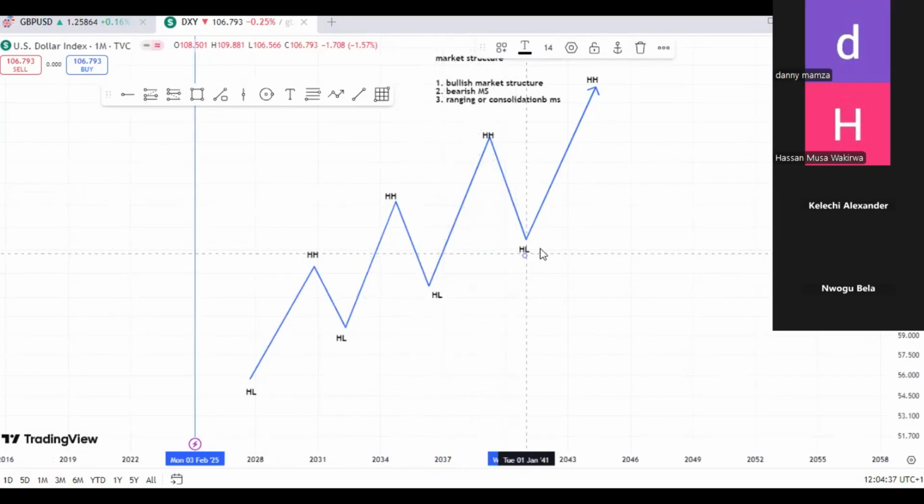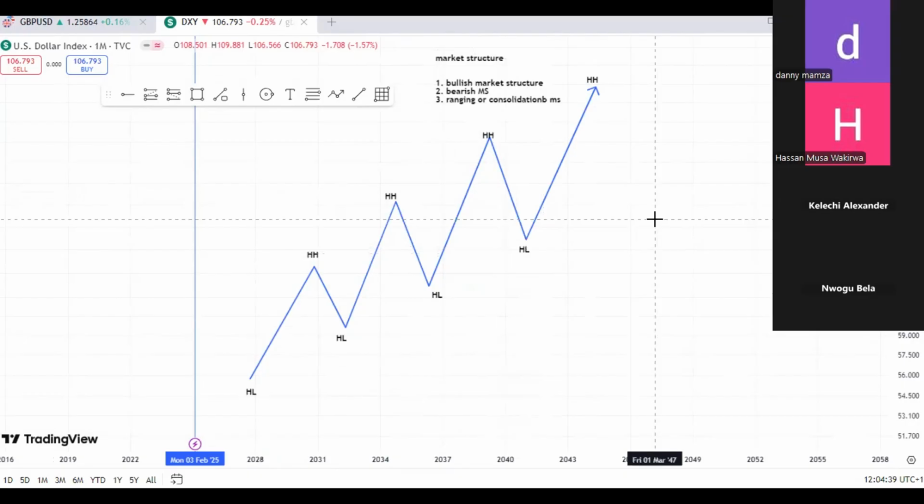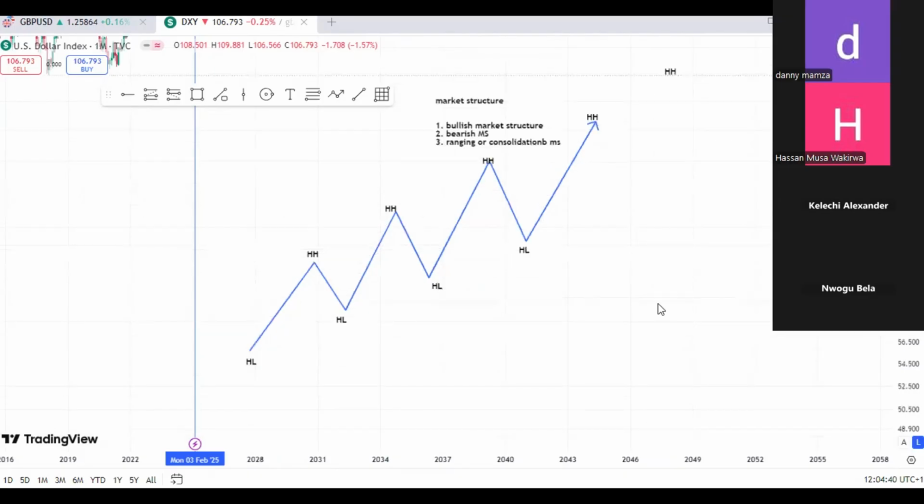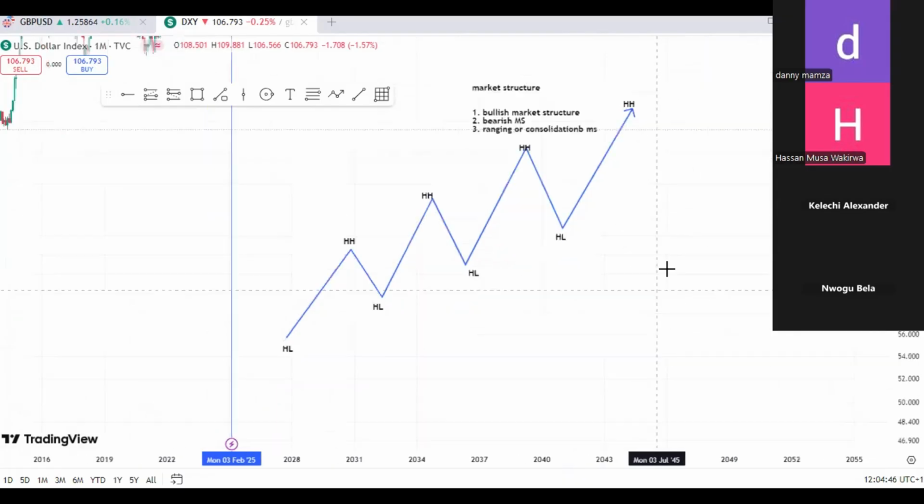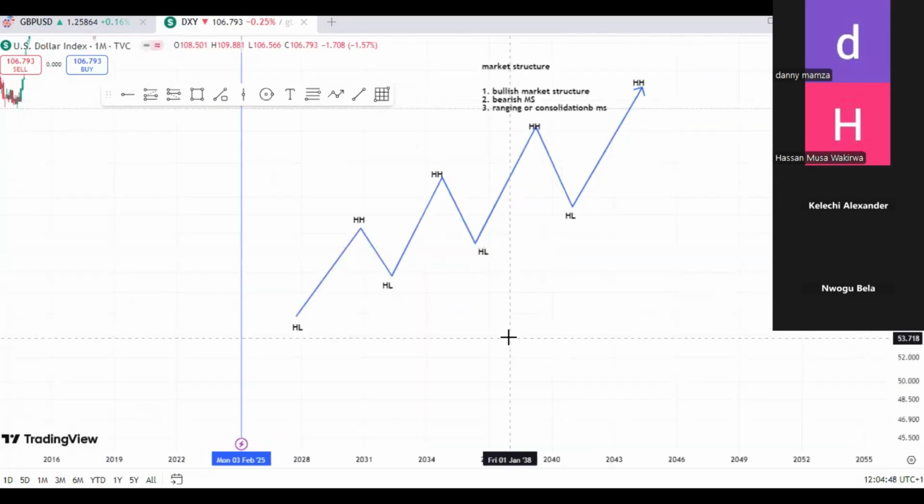Okay. So anytime you see a market structure like this, what you want to do is engage the market by buying it. Though you won't just buy at random, essentially you are going to be doing more buys than sells in a market structure like this. So we call this a bullish market structure.